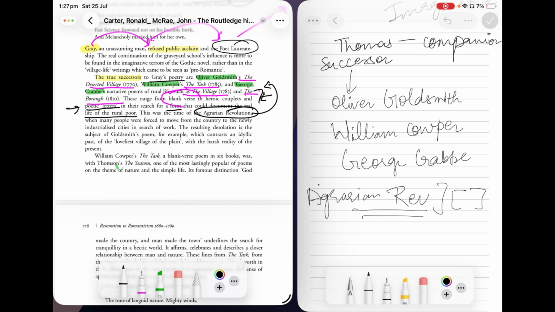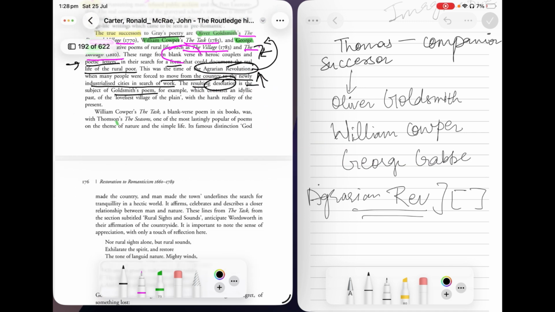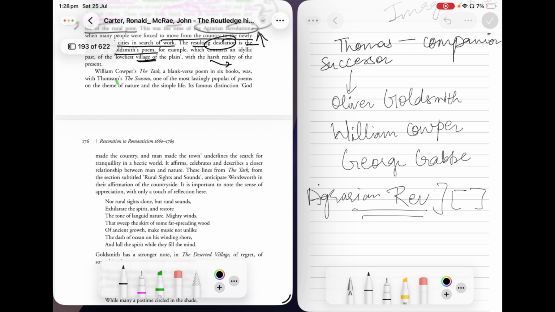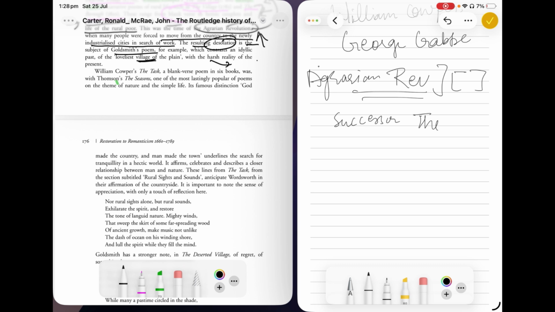When many people were forced to move from the country to the newly industrial cities in search of work, the resulting desolation is the subject of Goldsmith's poem. His poems show the agrarian revolution and the theme of how villages are becoming lonely and people are forced to adopt harsh city life. So till here we have completed. Next we will cover the successors of Thomas Gray and then we will reach toward Romanticism.